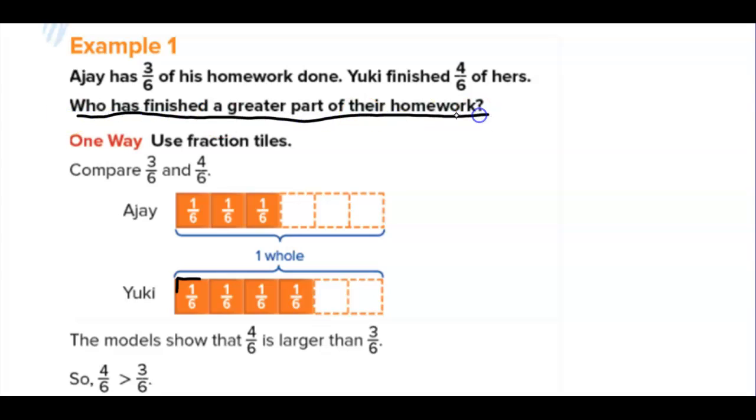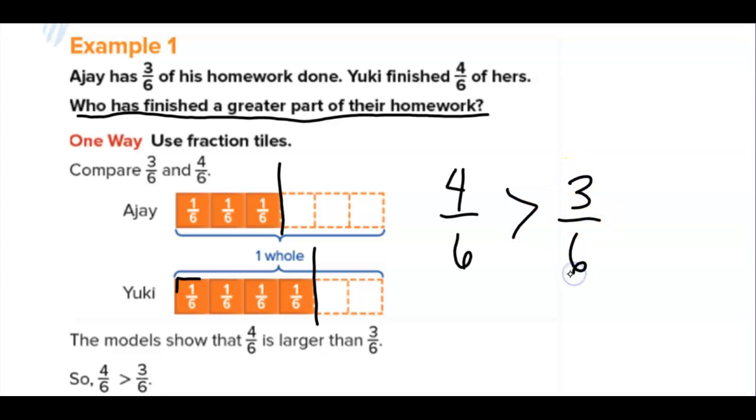of their homework. So when we compare those two with the fraction strips, we want to see which one has most of it done, which one is closest to the end of having most of it done. And if we want to draw a line, sometimes that makes it even easier to see. And we can very easily see that Yuki has finished most of her homework. So we would say that 4/6 is greater than 3/6. Using the fraction models, we can very easily see that.